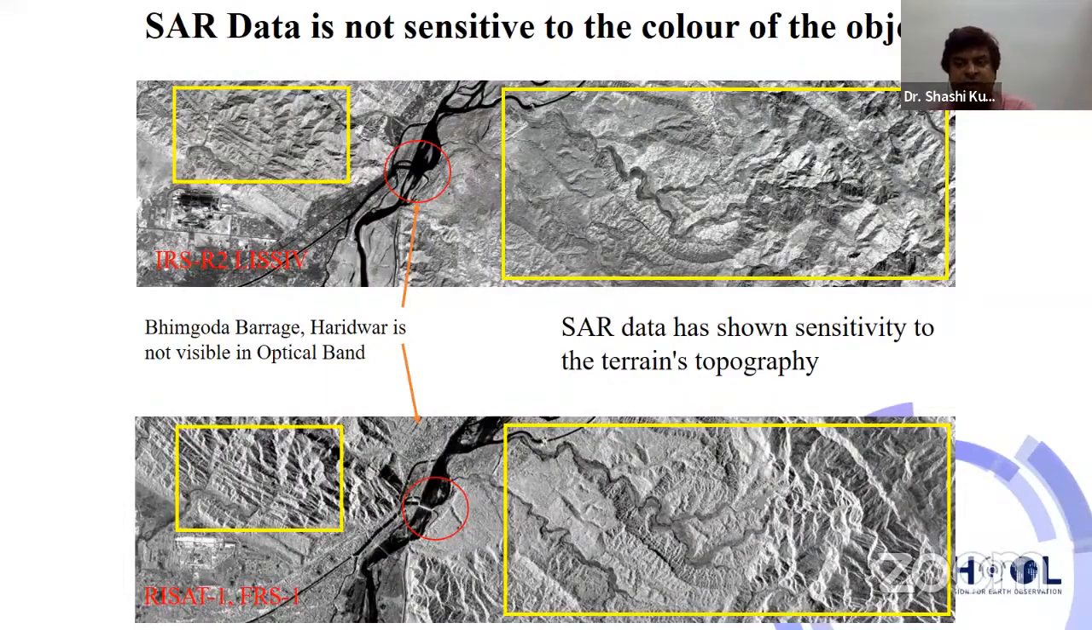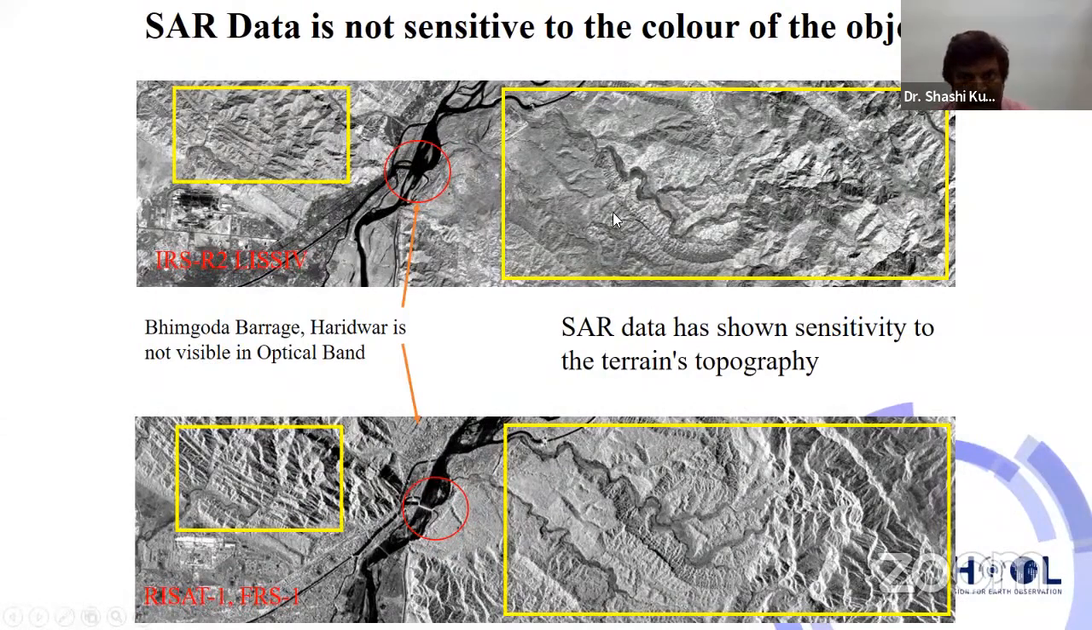Now, we are going to see the sensitivity of the microwaves of the SAR data set to the terrain topography. The optical multispectral data set is mainly sensitive to the top color information of the object. It has very little sensitivity towards the topography of the targeted terrain. Here you can see that some topographic information is there, but the complete topographic information could not be seen.